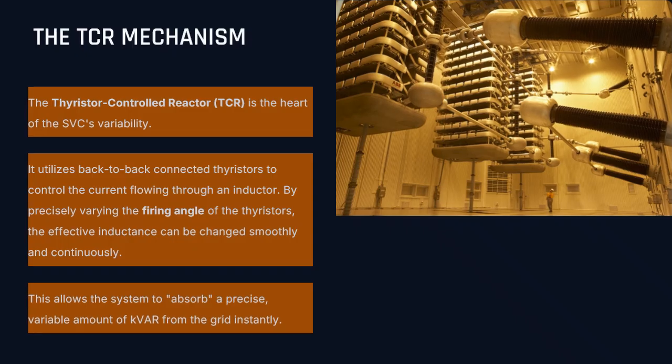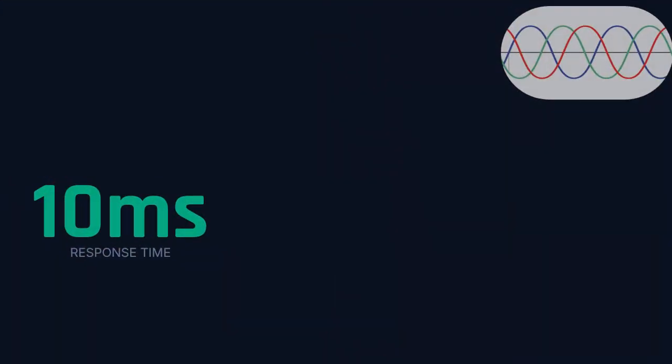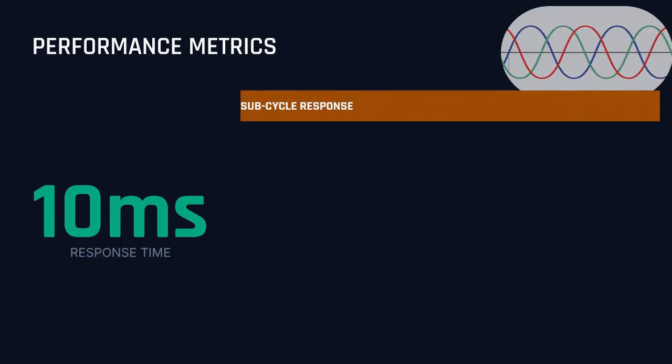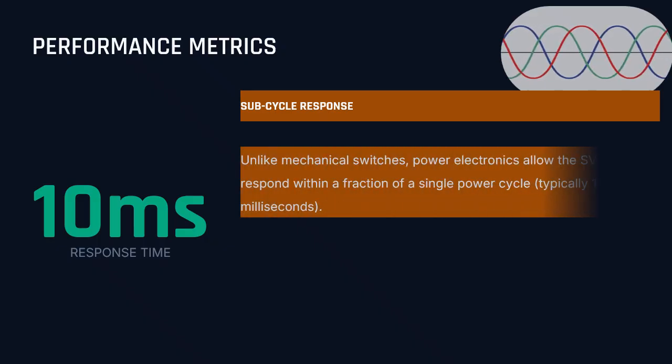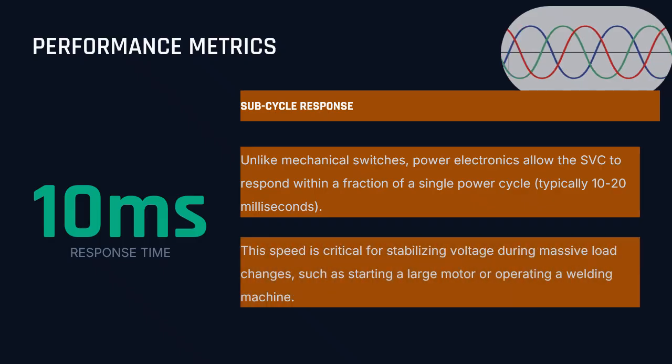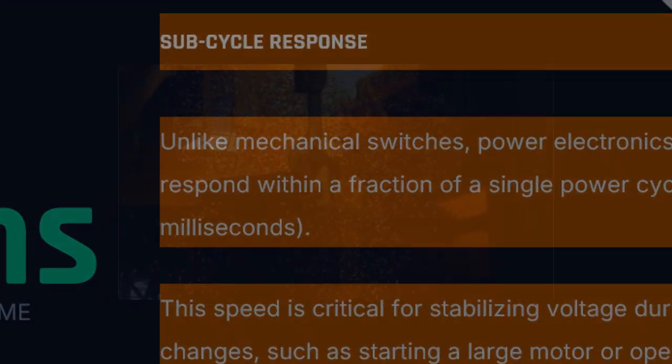Performance metrics, speed. When we talk about performance, speed is the differentiator. SVCs operate in the subcycle time frame, typically achieving full response within 10 to 20 milliseconds. This rapid injection or absorption of VARs is critical for stabilizing voltage during transient events, such as when a large steel rolling mill motor starts, or during the unpredictable operation of an electric arc furnace. This immediate response prevents system instability and voltage flicker.